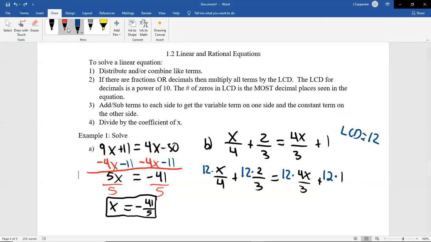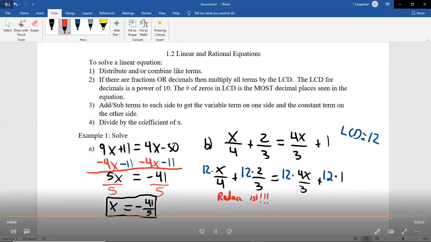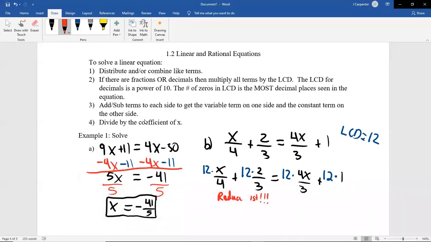I'm going to highly suggest reducing, that's an E, reduce first. This is not mandatory, but it is highly suggested. For problem C, it becomes mandatory unless you are really, really, really good at math and know how to avoid a particular issue.